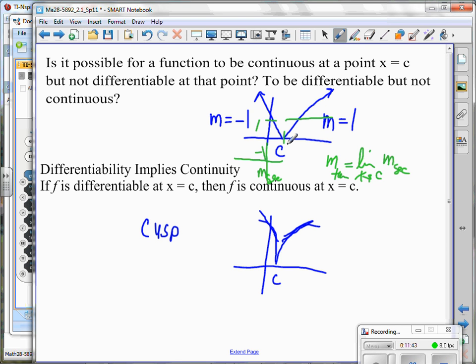When I take this limit, I'm actually looking at the derivative at c. So does the derivative exist? No. Why? Because the limit of those slopes doesn't exist.